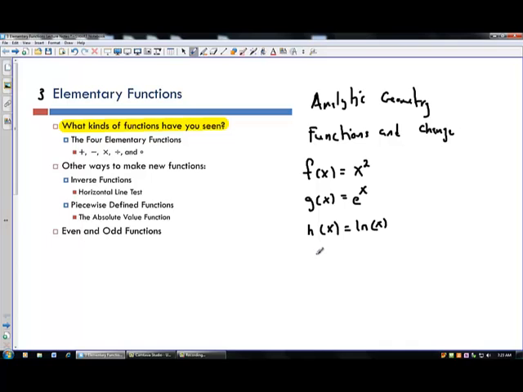We could even write down a function like, let's call it a of x, equals cosine of x. These are four very standard, typical functions. In fact, they're so standard we have a special name for them. We call these elementary functions. There are actually four types of elementary functions. The first type is called a power function.